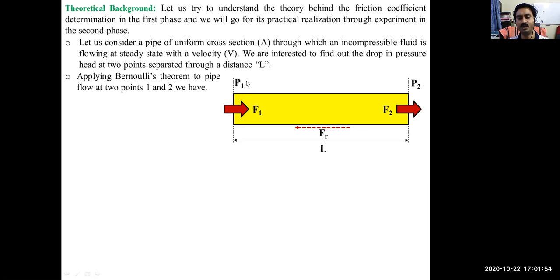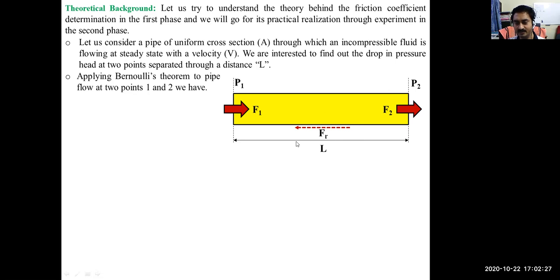Let the pressure at this point be P1, and let the pressure at the other point be P2. Always the pressure is normal to the cross section. So P1 and P2 are the pressures. These red arrows indicate the forces F1 and F2. The force will be the pressure P1 times the cross-sectional area at this cross section, and similarly at the other cross section. Now what is this Fr? Fr is the frictional resistance, which acts opposite to the direction of motion.